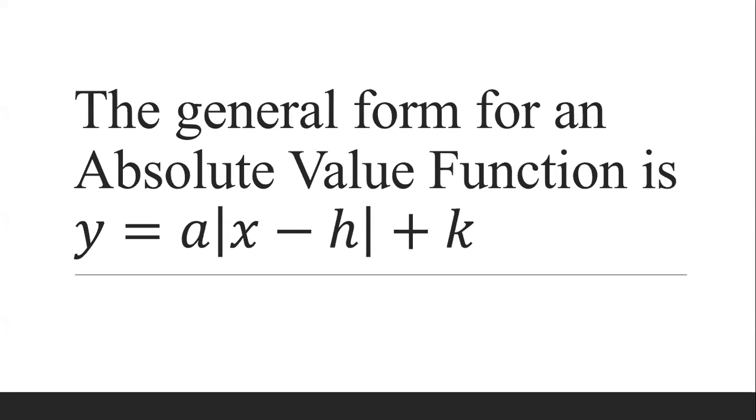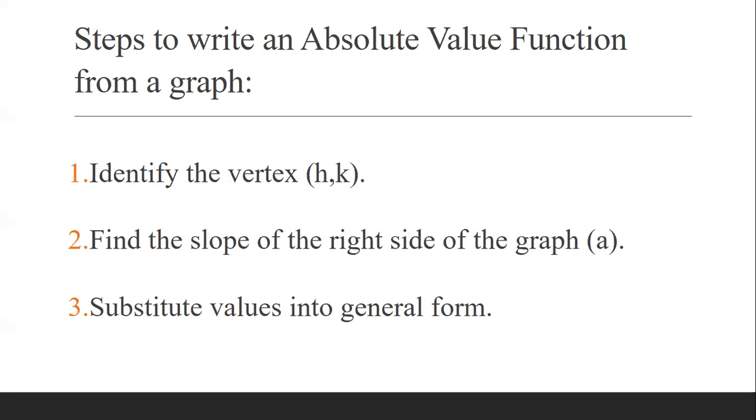Okay, so let's go through your steps to solve or write an absolute value function from a graph. There are 3 simple steps. 1, identify the vertex. That tells you your H and your K. 2, find the slope of the right side of the graph. That tells you your A. 3, substitute the values into the general form. Vertex, slope, substitute. Vertex, slope, substitute.